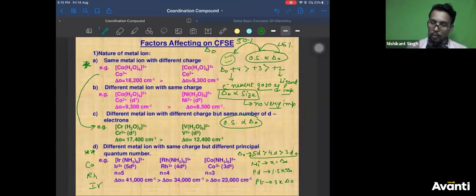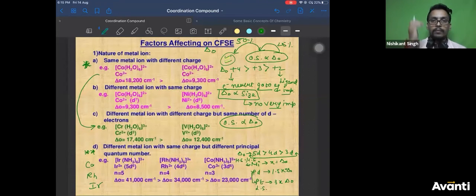That means lower elements will always form low spin complexes. They can form high spin also, low spin also. That is the meaning of it.